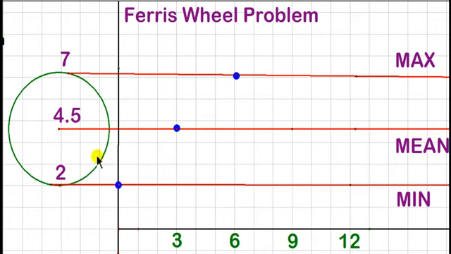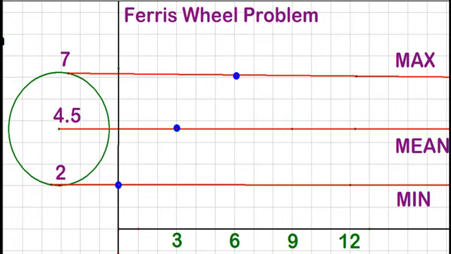When you make a 3/4 turn around the 12-second cycle, that means you've made 9 seconds, but you also know that you're coming down back to the mean. So the next point is going to be 9 seconds or 3/4 of a turn, and you're back at 4.5 meters above the ground.